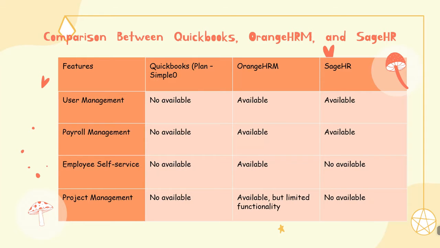In addition, QuickBooks does not have the user management and payroll management functions. The next one is about employee self-service. Employee self-service allows the employee to manage their own profile information. Among these three systems, only OrangeHRM included this function. The last one is the project management function. This function is also only available in OrangeHRM, but in OrangeHRM, this function only contains limited features.